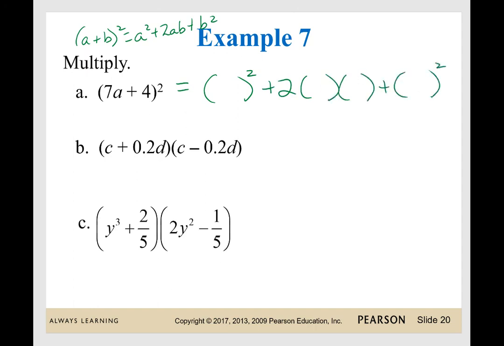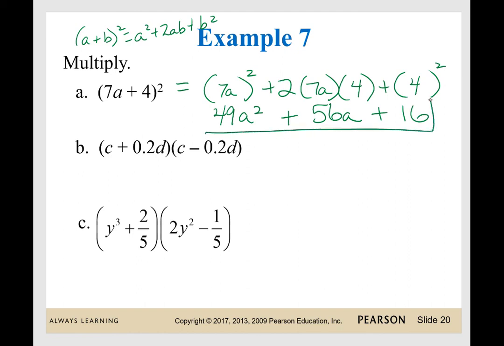All right, what goes in the a position? Okay, in the a position is 7a. So 7a goes here and 7a goes here. In the b position is a 4. So the 4 goes here and the 4 goes here. So clean it up and we'll be done. So this is 49a squared. 2 times 7 is 14. 14 times 4 is 56. So this is plus 56a. Don't forget the a. Okay, plus 4 squared, which is 16. So there is my answer. 49a squared plus 56a plus 16.